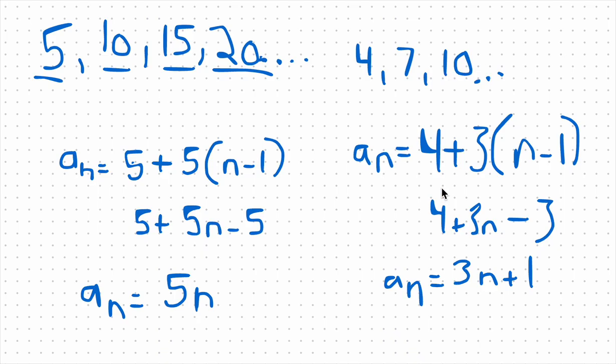All right, I can confirm my answer is correct. This 10 is the third term. 3 times 3 is 9, plus 1 is 10. 7 is the second term. 3 times 2 is 6, plus 1 is 7. So my formula works out.